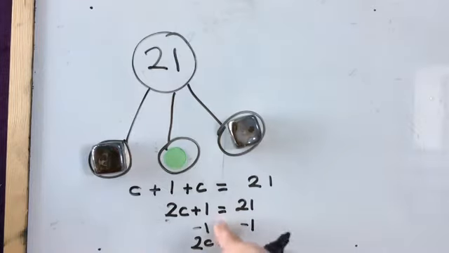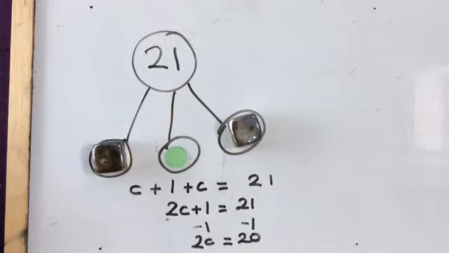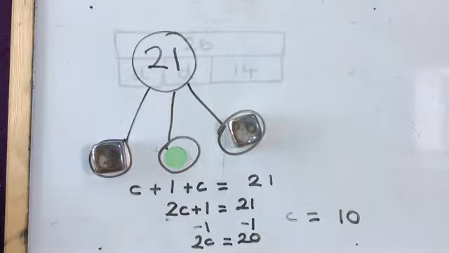Sorry, I've put equals and it's not equals there, is it? So 2C equals 20 because I've subtracted the 1. And then I just need to halve this, divide by 2 on both sides, to find that C will be equal to 10. So C is equal to 10. Hopefully you got something similar.